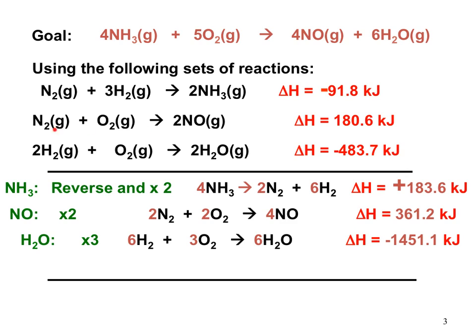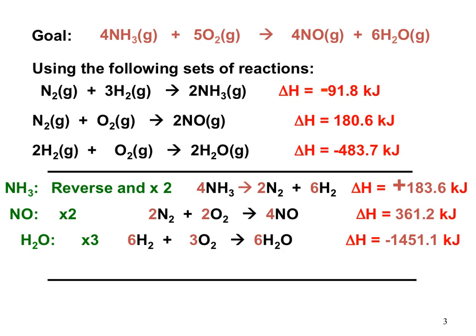So we know that we're going to need to multiply this equation's coefficients as well as its delta H by 2. So if you go down here, notice we've multiplied everything through by 2 to get the appropriate values, and we've multiplied the delta H by 2 to give us our new delta H value that corresponds to the coefficients of that specific equation.